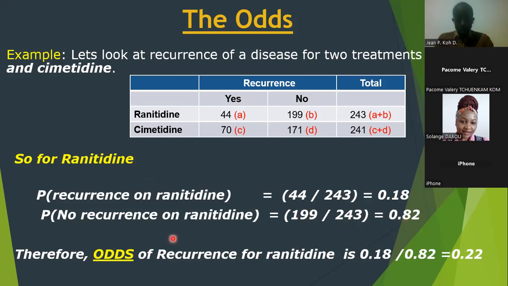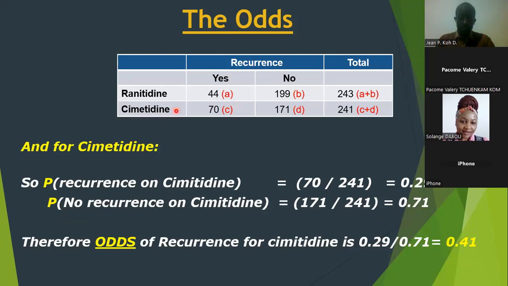So what is the odds? The odds is actually the probability of reoccurrence of the disease for people who were treated with ranitidine, divided by the probability of non-reoccurrence for people who were treated with ranitidine. So you had 0.22. You can do the same thing with cimetidine. If you take cimetidine, you also have the probability of reoccurrence and the probability of non-reoccurrence. Then you divide and also get 0.41.